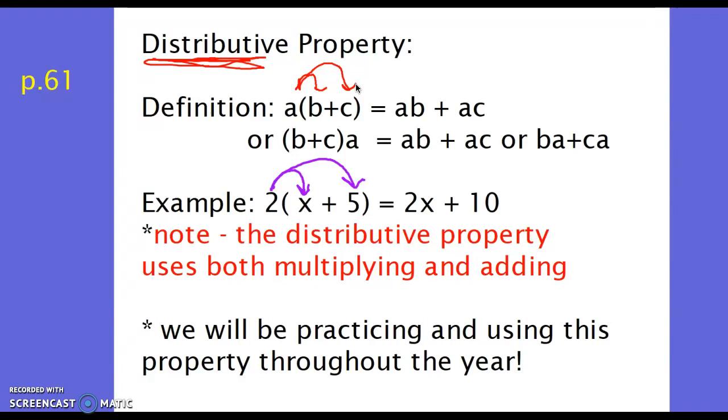So A parentheses B plus C is A times the B plus A times the C. So notice we have multiplying and adding going on with the distributive property. It doesn't matter if the term is behind the parentheses, you do the same thing. A times the B, A times the C. So here's an example that we're going to use in algebra. 2 parentheses x plus 5 is the same thing as 2 times x, which we write as 2x, plus 2 times the 5, which we know is 10. Again, something we're going to use quite a lot throughout the year.